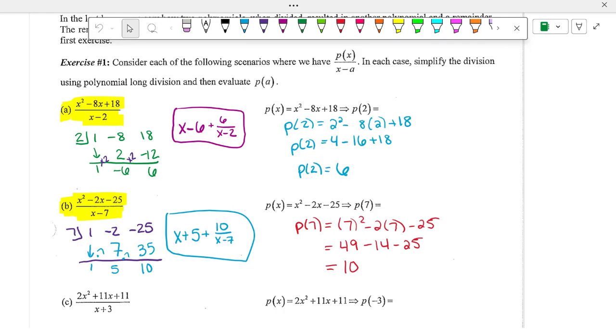Why else is it important? It tells us whether the binomial is a factor of the big polynomial or not. Because I've been using "factor" a lot. Like I would say x minus 7 is a factor. That's not necessarily true.